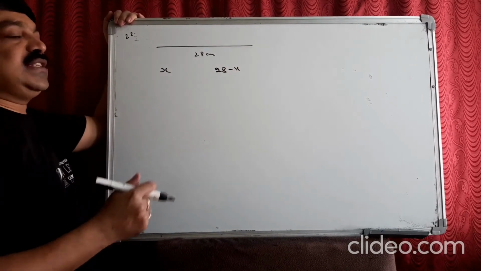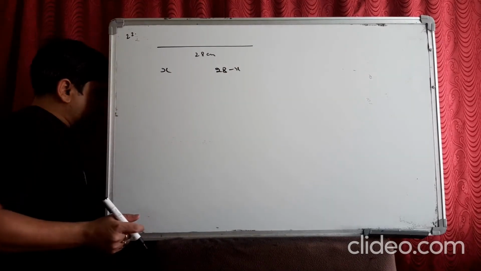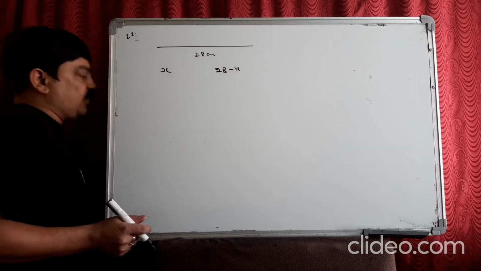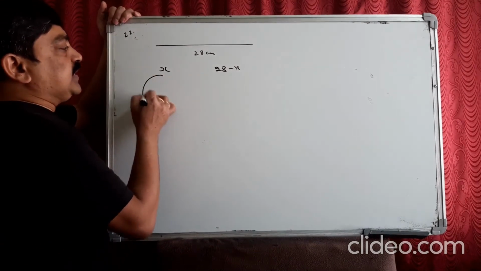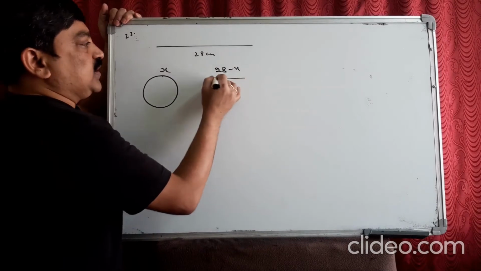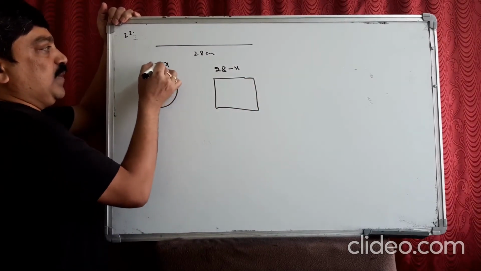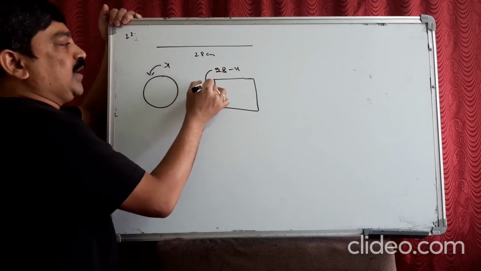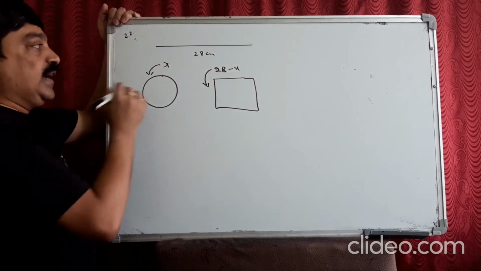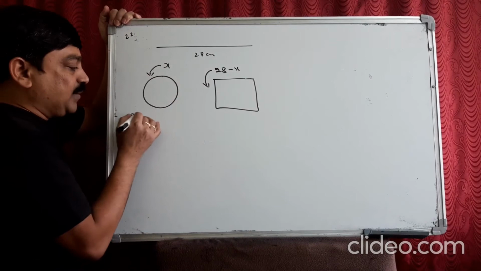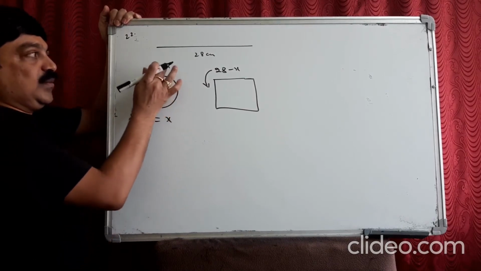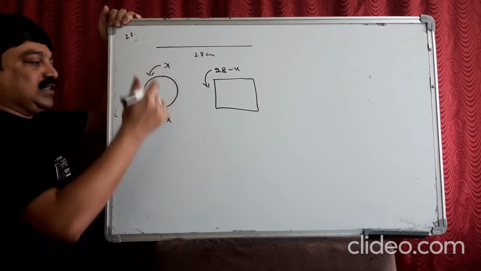Let us make one as a circle, the other one as a square. He has made one as a circle, the other one as a square. So I take this as a circle and this as a square. That means this x part is made into a circle, and this 28 minus x part is made into a square. It means this x becomes the circumference of this circle, because this whole length x is made into a circle.